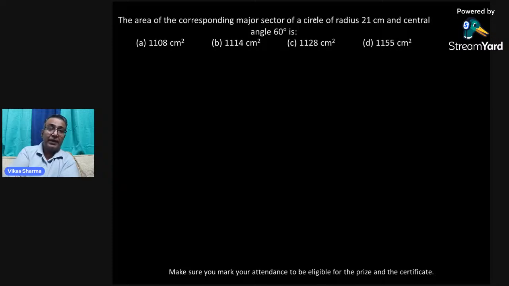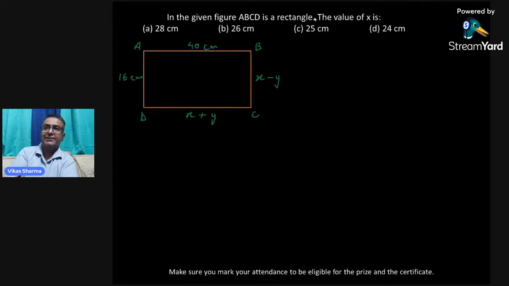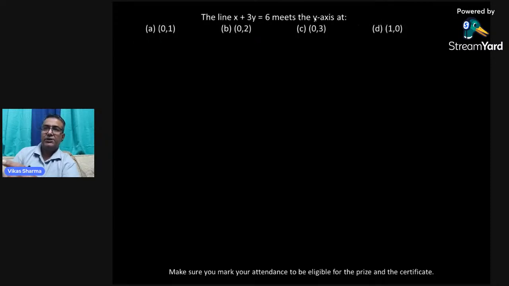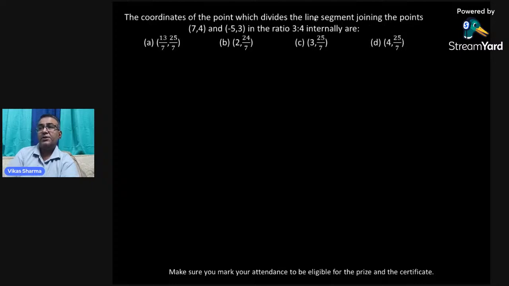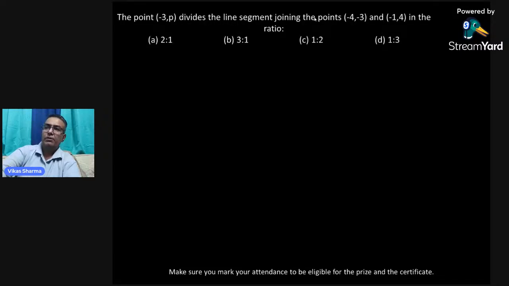Question number 5 is again areas related to circles. So you can pause the video and solve it. Question number 6 is fairly simple. It's, I think, linear equations in 2 variables. Question number 7 is again linear equation in 2 variables, or is it coordinate geometry? No, I think it's coordinate geometry. Question number 7, again coordinate geometry, and specifically in coordinate geometry it is the section formula. You can pause the video and watch it later. Question number 8 is again coordinate geometry and again section formula.